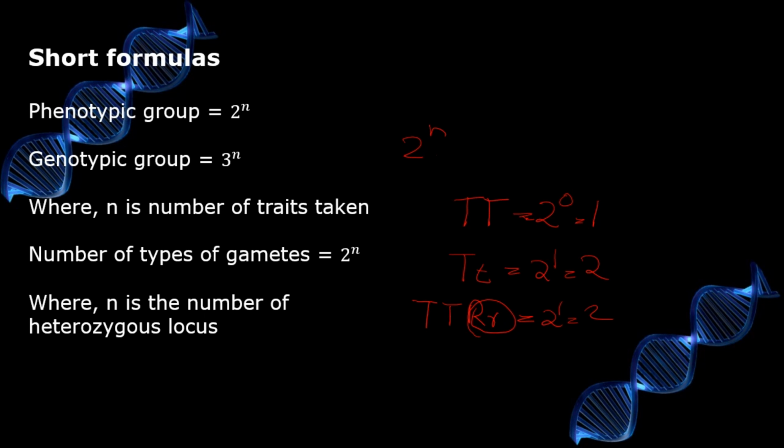So we can check a larger one, that is in an individual having capital T and small t, capital R and small r, capital S and small s, and 2 capital W's. Here we can see 3 heterozygous conditions. So the number of gametes will be 2 raised to 3, that is 8. So we can get the number of gametes by checking the number of heterozygous traits.